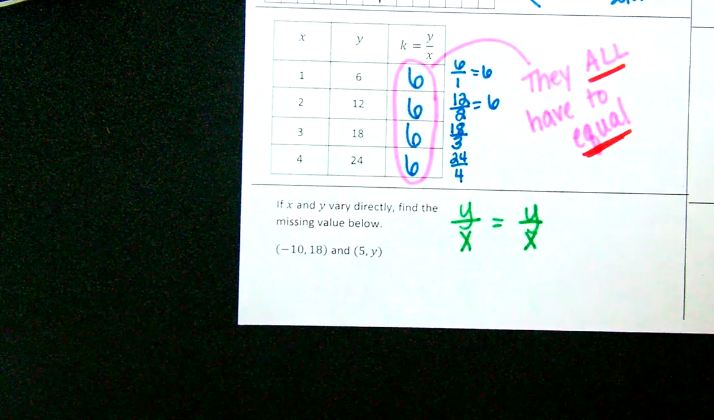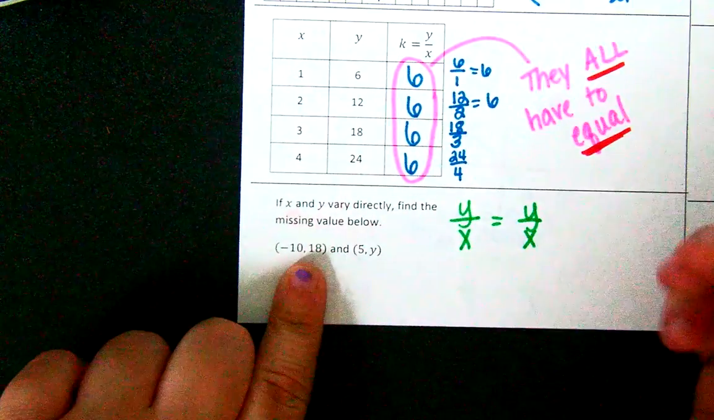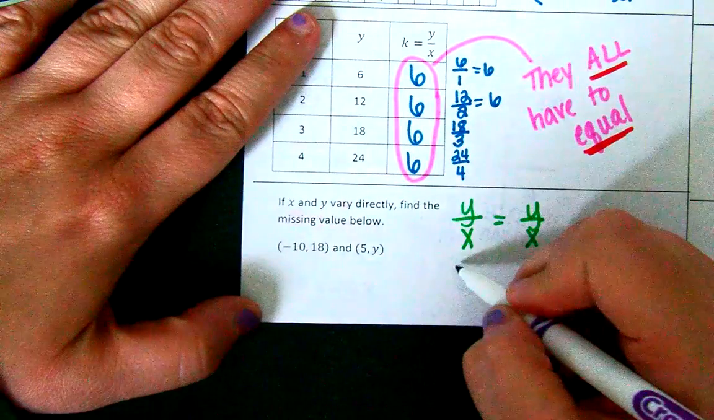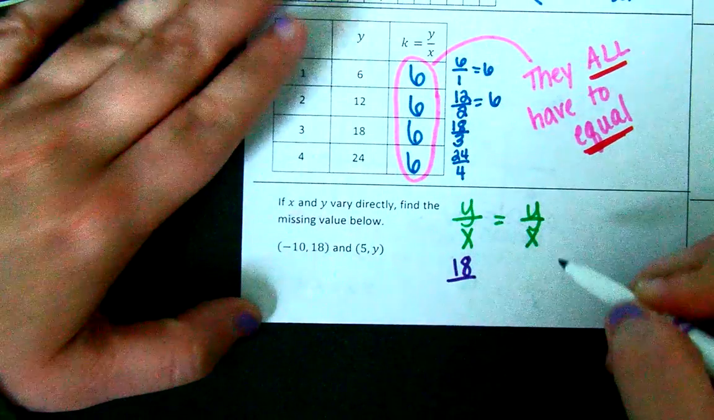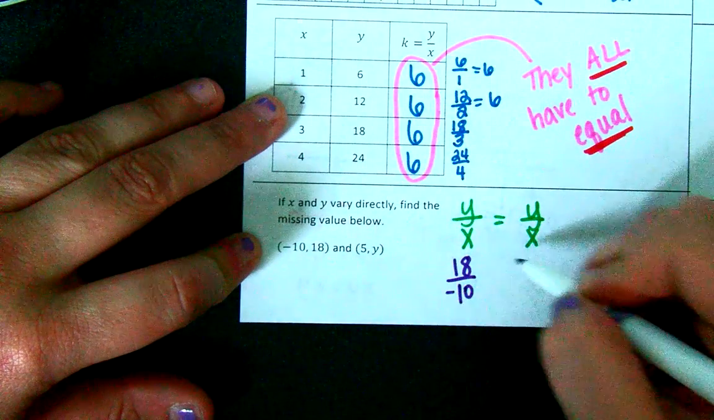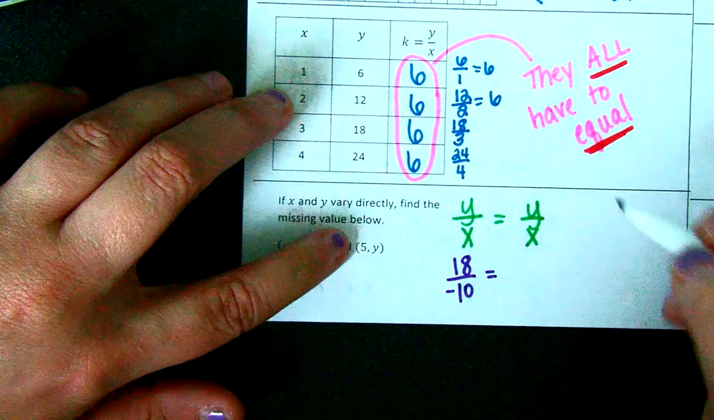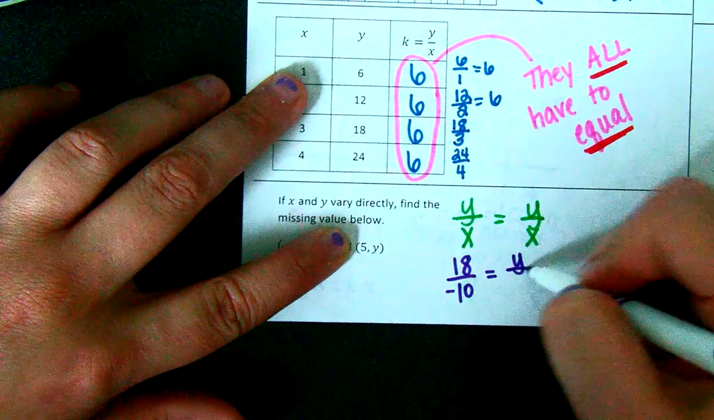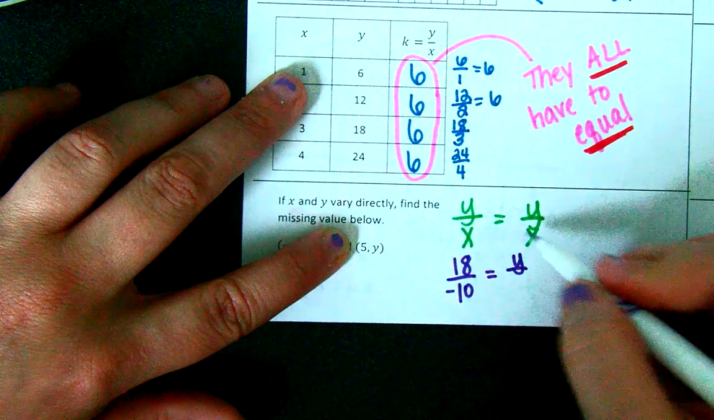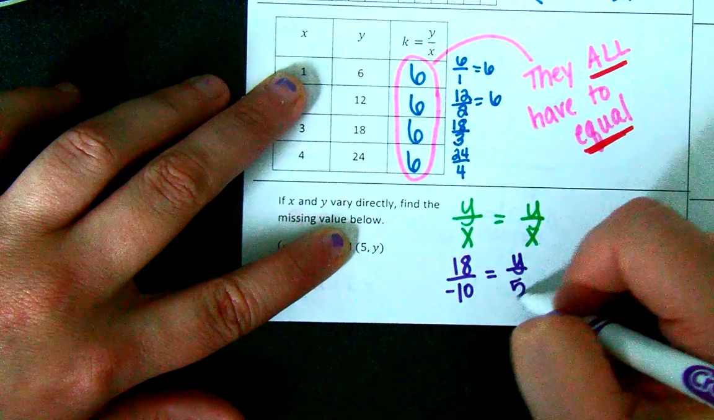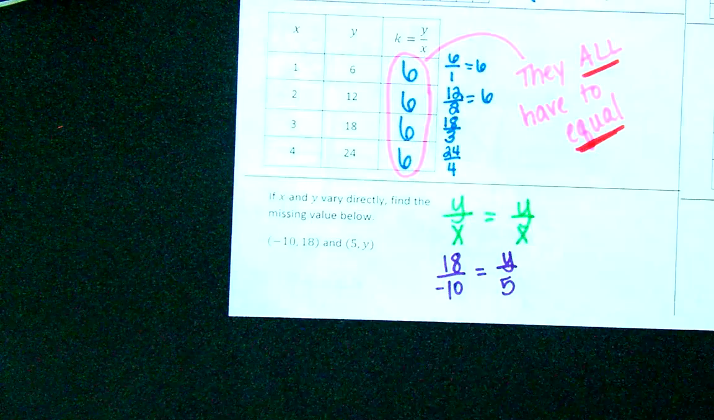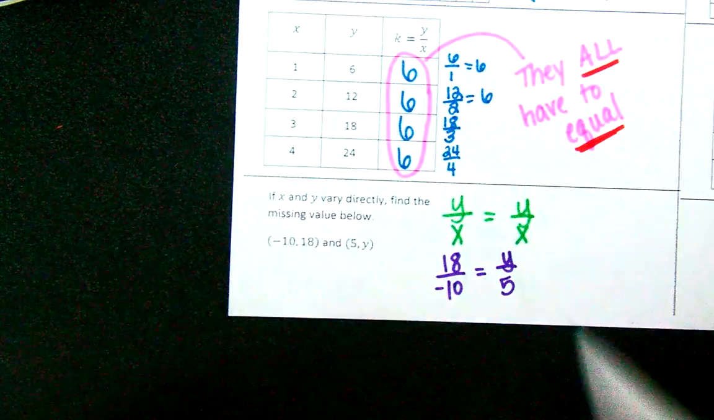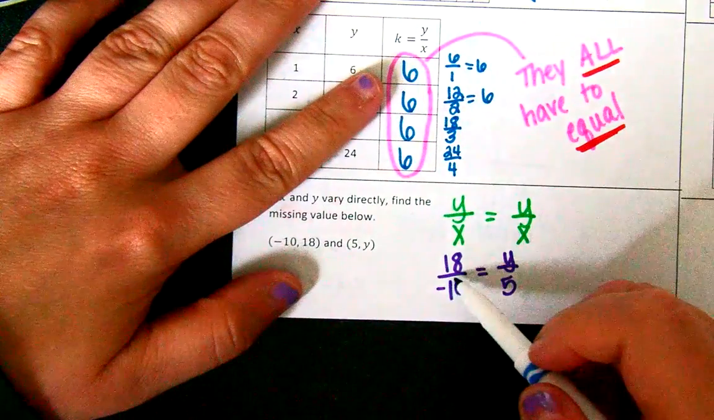So, for the first ordered pair, what's my y value? Well, it's 18. So I have 18 divided by, what's my x value? Negative 10 equals, over here, what's my y value? Well, it's my unknown. I don't know what it is, so I keep it as y. And then, what's my x value? 5. Now, you just solve. Do your butterfly method, cross multiplication.